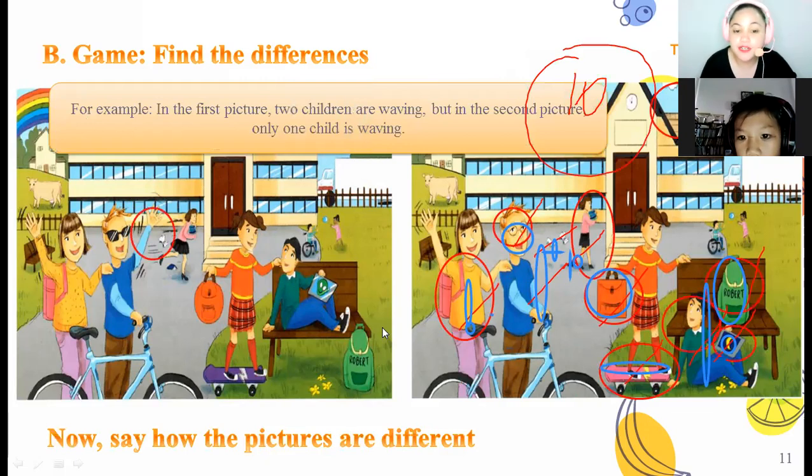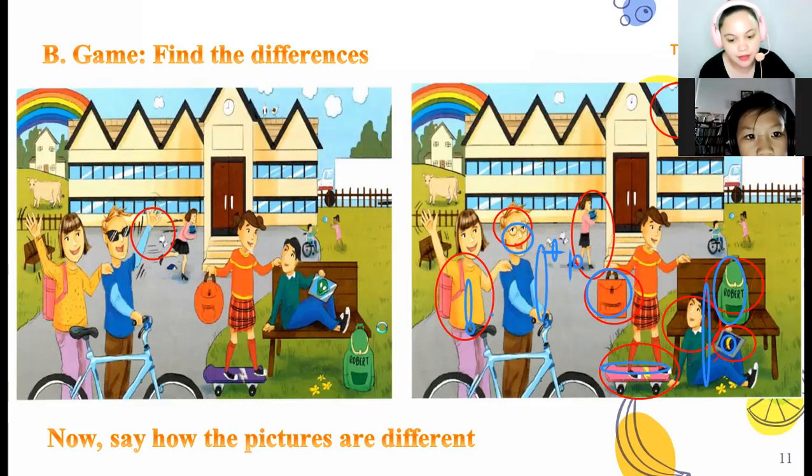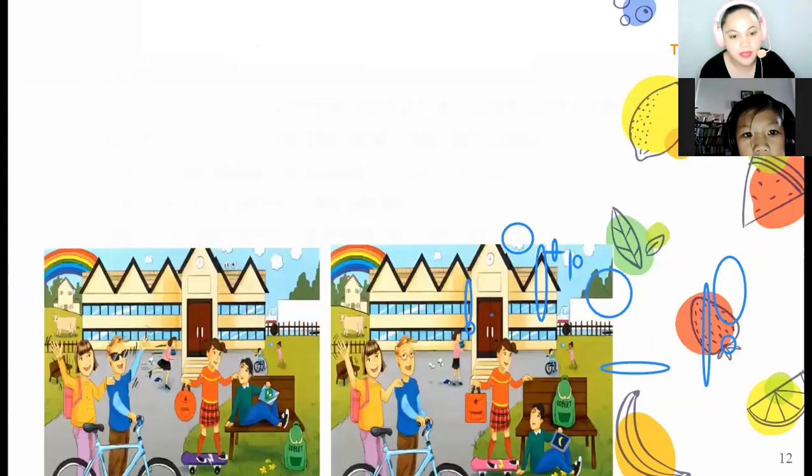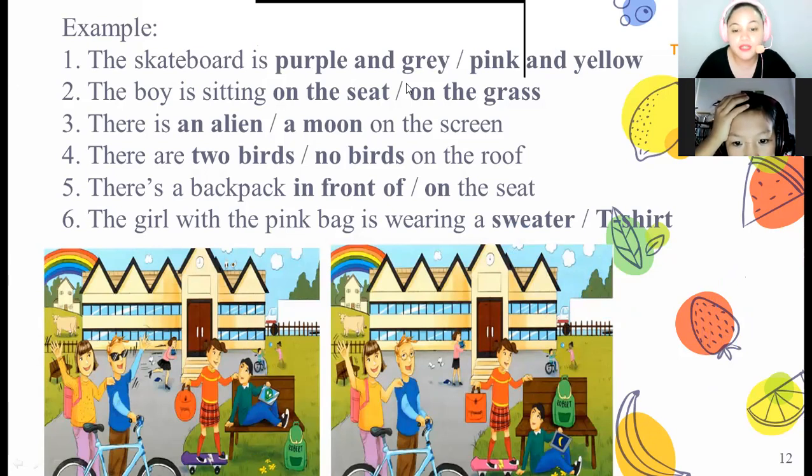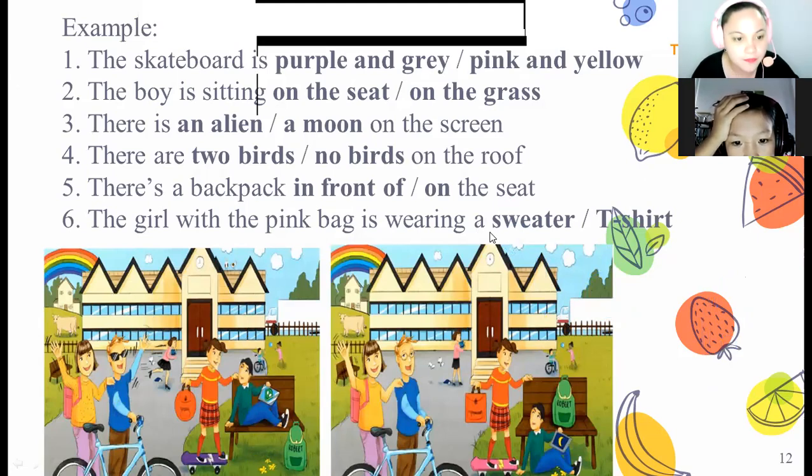So, for example, in the first picture, there are two children waving, but in the second picture, only one child is waving. Okay, so here are the differences. The skateboard is purple and gray, pink and yellow. The boy is sitting on the seat and on the grass. There's an alien and a moon on the screen. There are two birds and no birds on the roof. There's a backpack in front of and on the seat. The girl with the pink bag is wearing a sweater and a t-shirt.